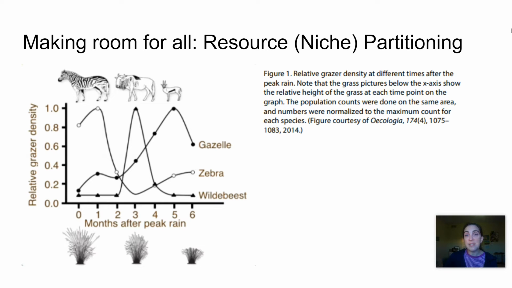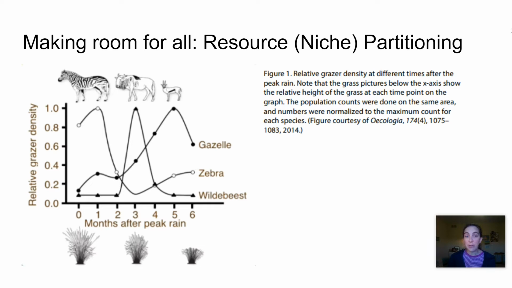What we call this kind of separation of resources among species, we call this either resource partitioning or niche partitioning. Those are two different phrases that mean essentially the same thing. And this is an example of how resource partitioning or niche partitioning can work. The figure that you see here shows relative grazer density at different times after the peak rain. The grass shown below the graph shows the relative height of the grass at each point in time on the graph. Population counts were done in the same area and numbers were normalized to the maximum count. That just means they kind of controlled for any unusual variation.